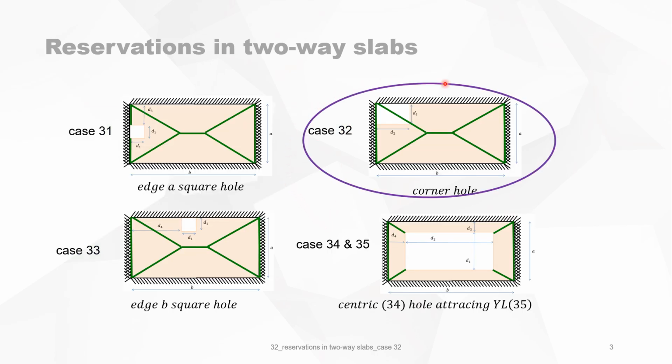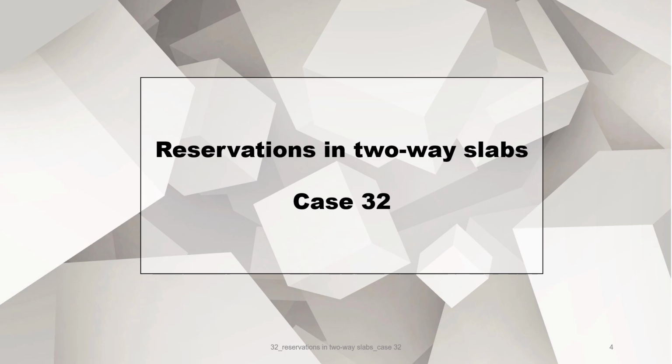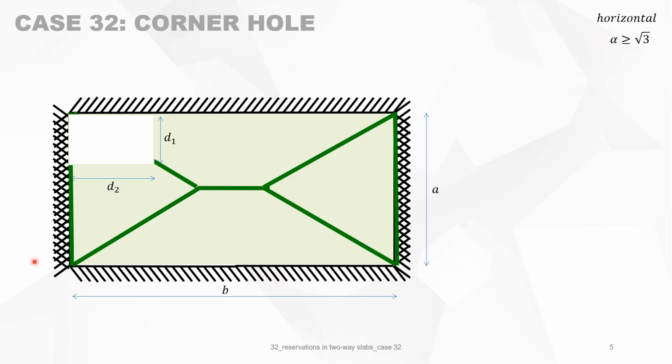This will deal with case 32, which is a corner reservation. We have a rectangular slab and a two-way slab. It means that B must be between A and 2A. The reservation tip must follow the corner yield line. It means that the ratio D2 over D1 is equal to S1 over S4.